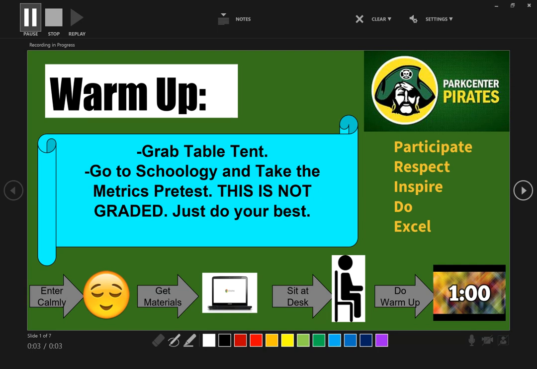Today you should start by grabbing your table tent and then going to Schoology and taking the metrics pretest. This is not graded. You're just doing the best you can. If you're not sure, that's okay. We're going to learn about it. We just want to see what you know before going into it.